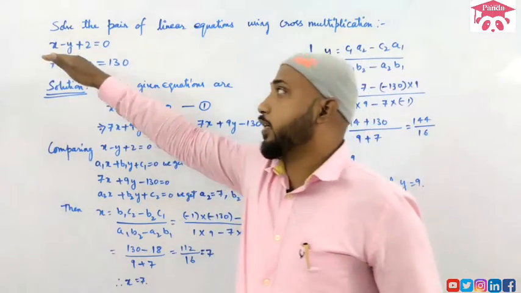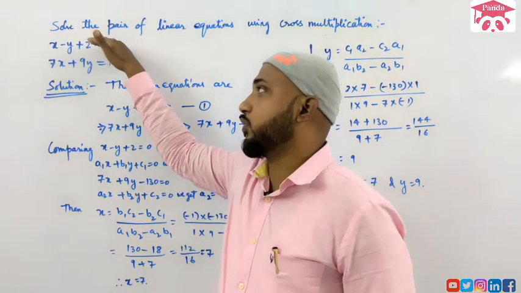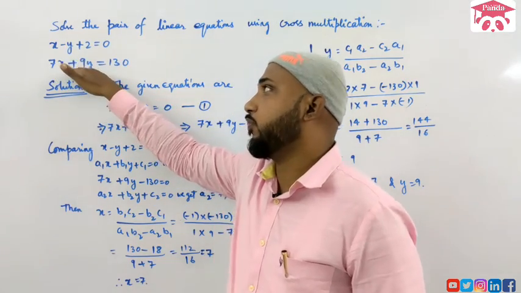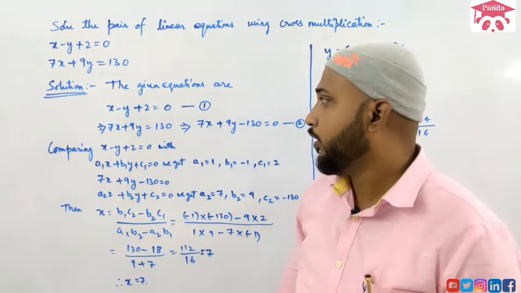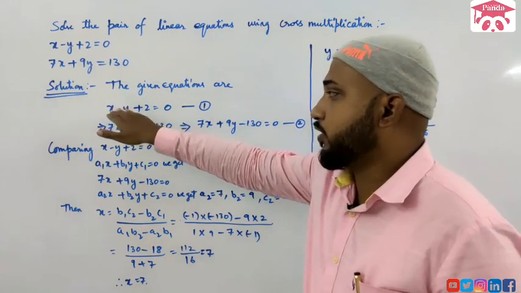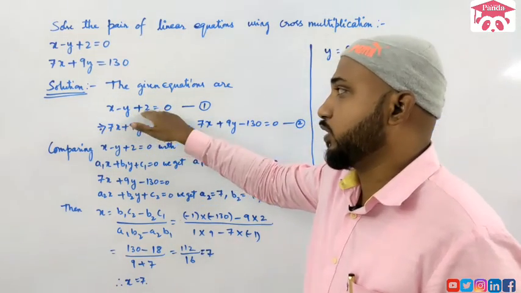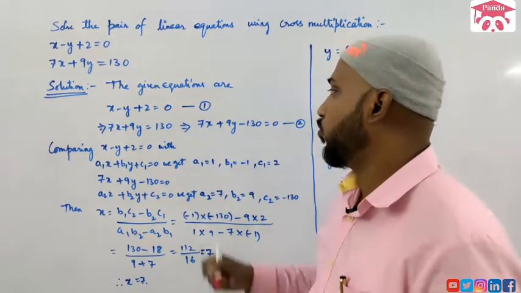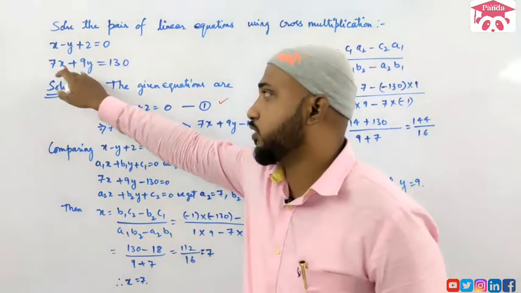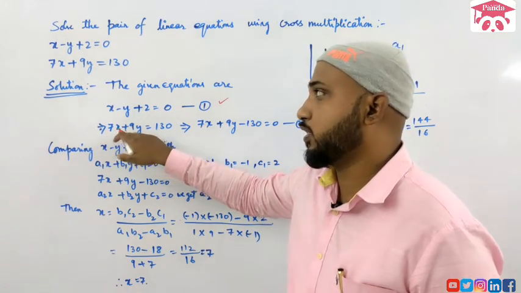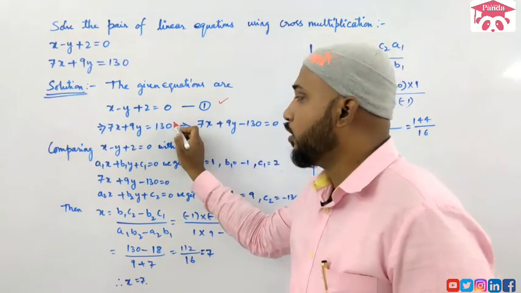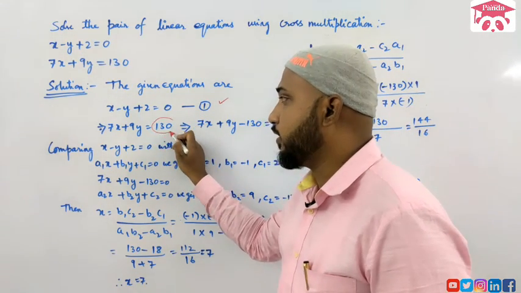The given equations are x minus y plus 2 equals 0 and 7x plus 9y equals 130. The equation x minus y plus 2 equals 0, let this be equation 1. And this equation we have written as 7x plus 9y equals 130. You see this 130, it is there in the RHS.